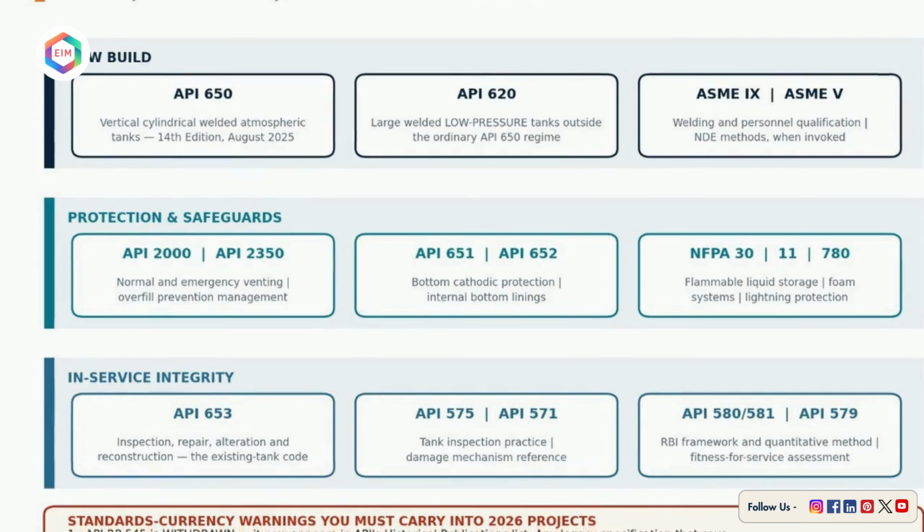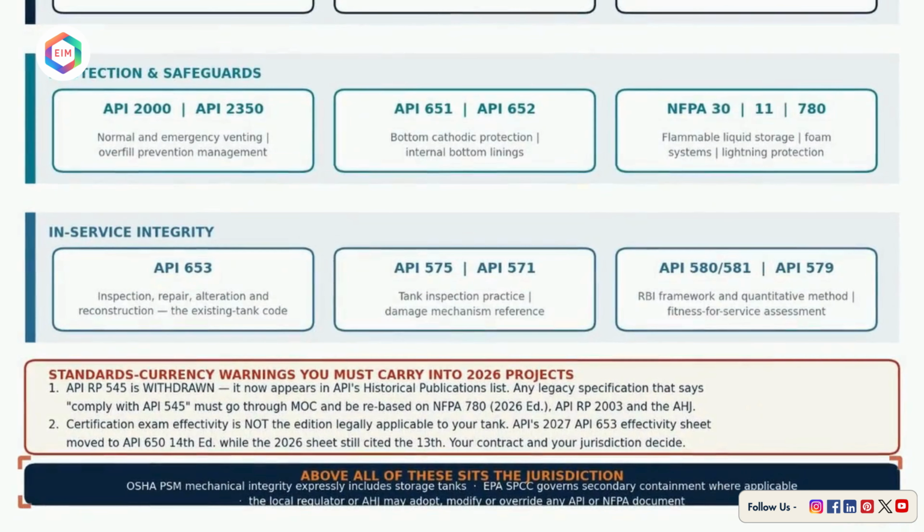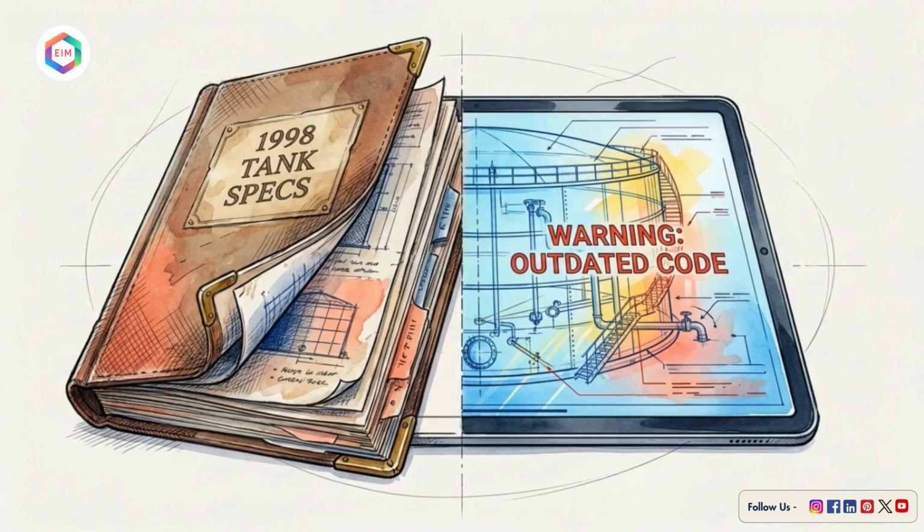Above all of these consensus standards sits the ultimate override authority, the jurisdiction. Regulators like OSHA and the EPA enforce legal requirements that override owner preferences, industry consensus, and even the manufacturer's own guidelines. This complexity creates the legacy spec trap, where engineers rely on institutional memory instead of verifying current code additions.